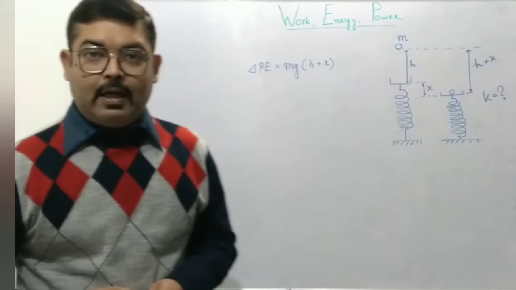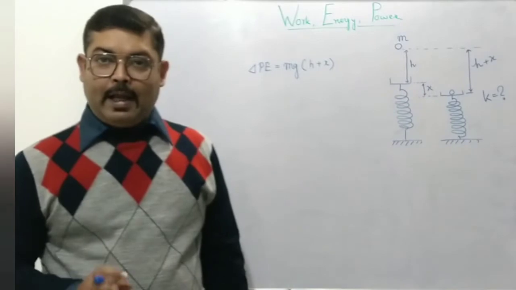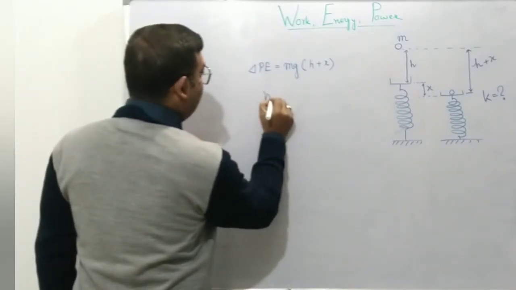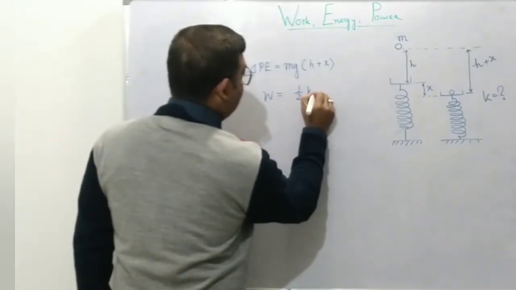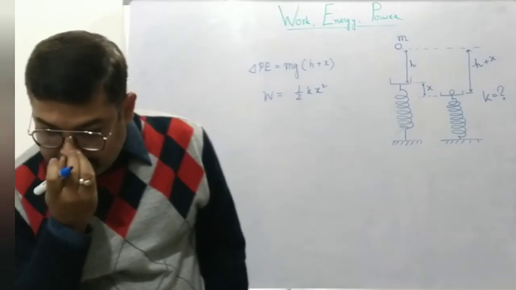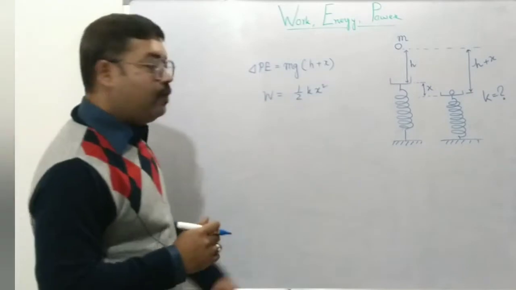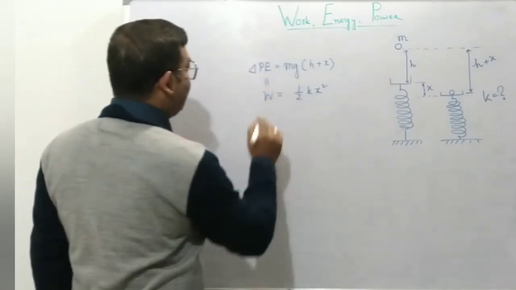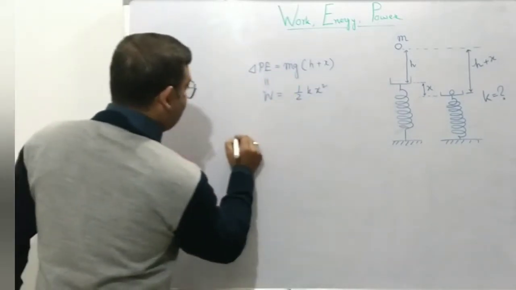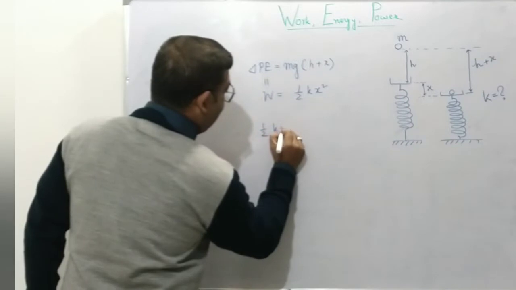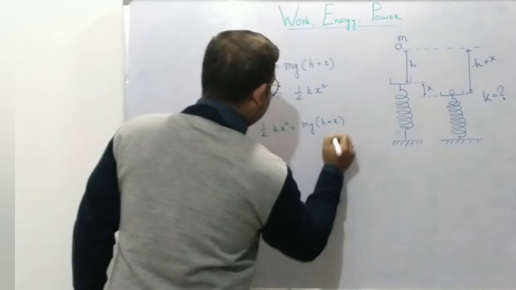Now, by conservation of mechanical energy, this loss of potential energy must manifest as the work done against the spring. What will be the work done? W against the spring will be half kx square, right? So by conservation of mechanical energy, these two must be equal, that is, work done must be equal to the loss of potential energy of the ball. So in other words, you can write therefore half kx square must be equal to mg into h plus x.